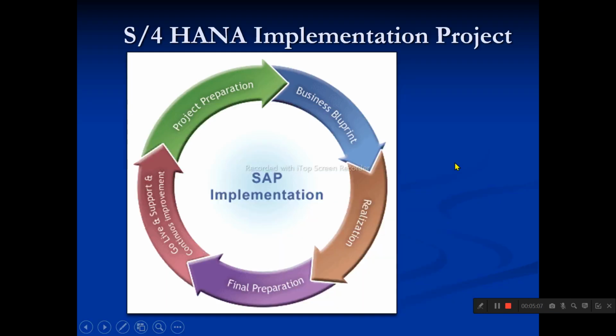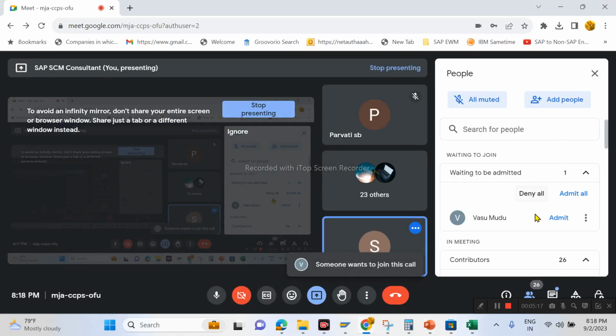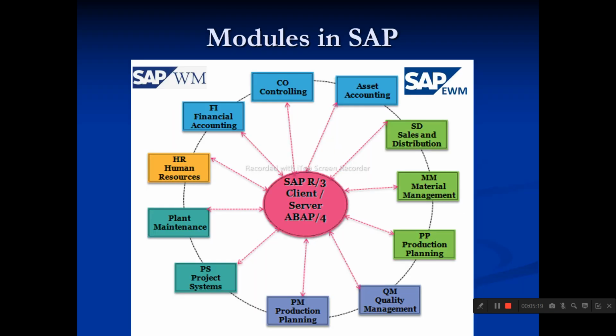Okay, so here we discussed the list of modules in SAP S4 HANA. The modules we are going to execute: the logistics modules start with material management and sales and distribution, production planning, quality management, project system, plant maintenance, warehouse management and EWM also.